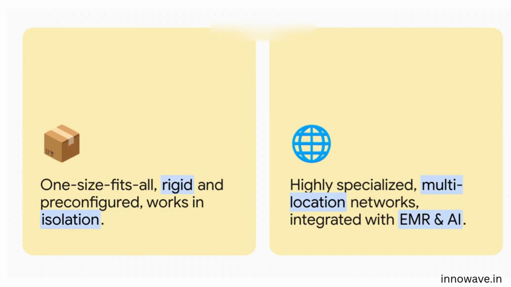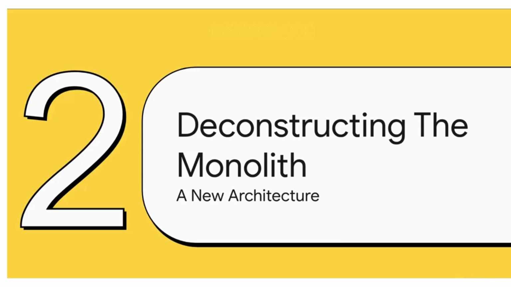And this is where it all falls apart. The old model was completely one-size-fits-all, but modern medicine is incredibly specialized. Those old systems were rigid, but today's healthcare networks span multiple locations, sometimes across the country. They used to work in isolation, but now they absolutely must connect seamlessly with electronic medical records, EMRs, and all the new AI tools. That monolith was built for a world that, frankly, no longer exists. So, if the monolith is the problem, what's the solution? Well, you break it apart.